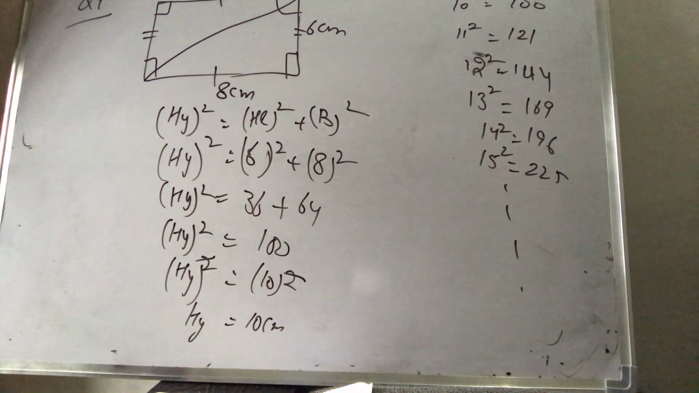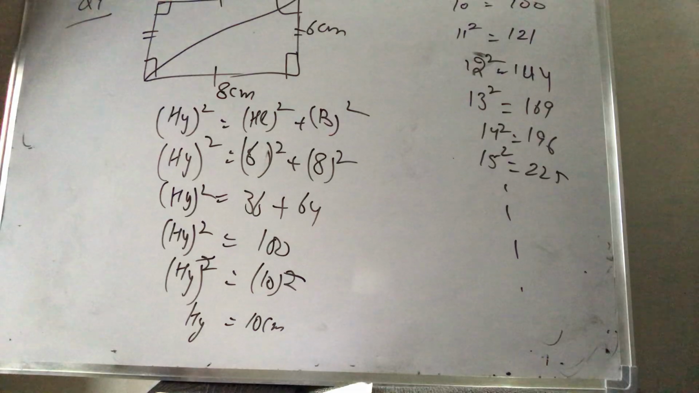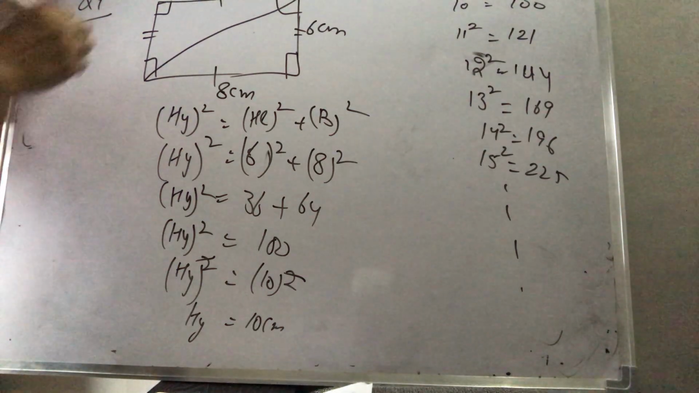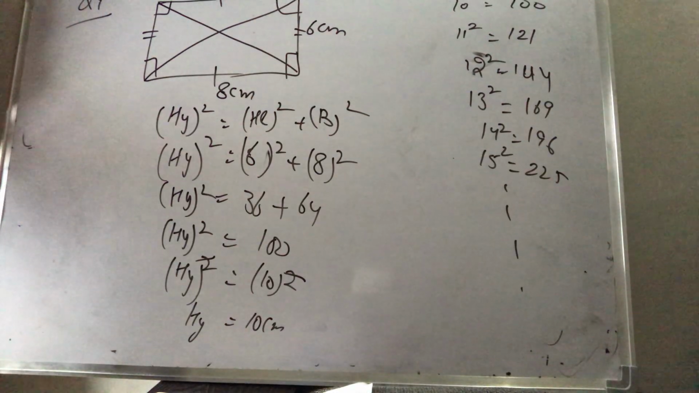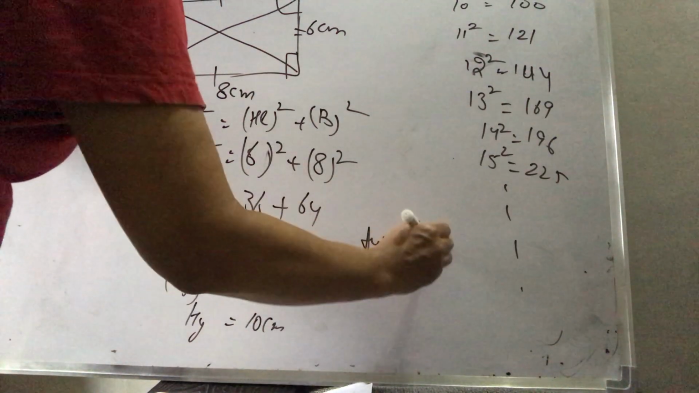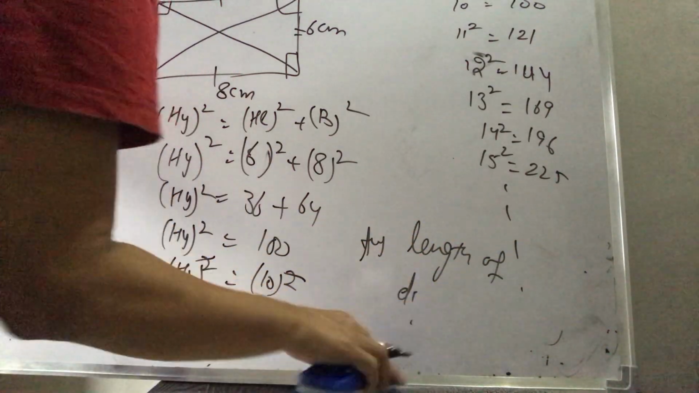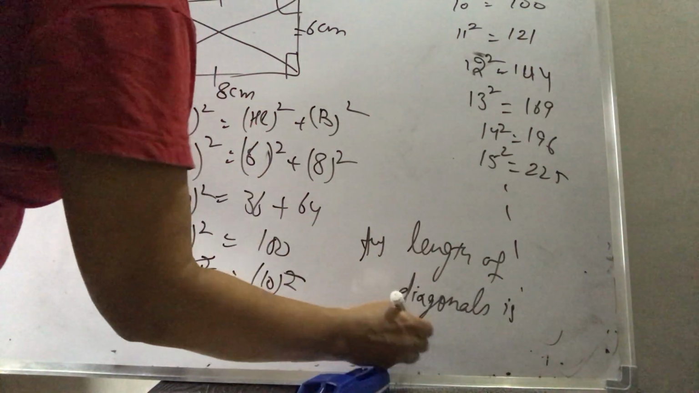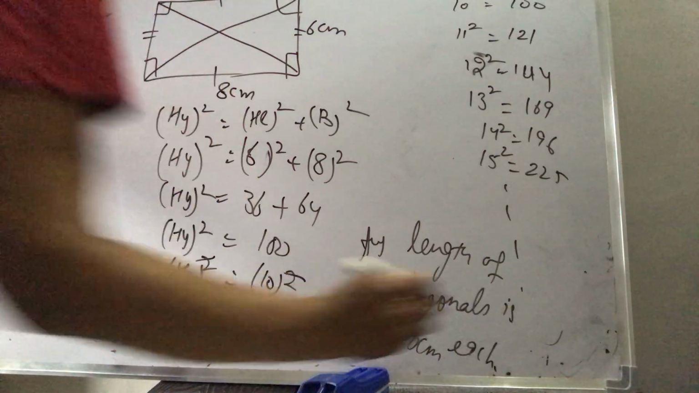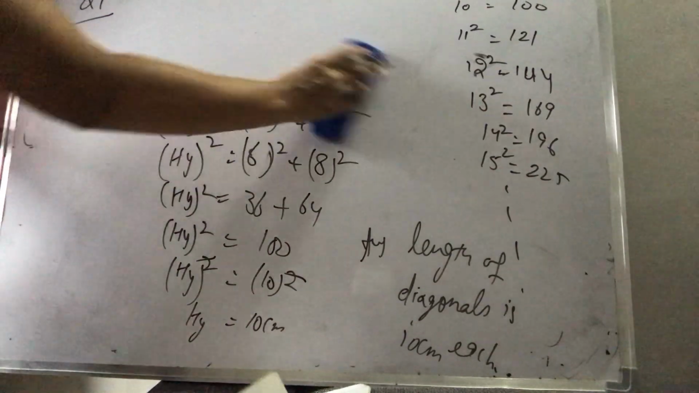That was the length of the hypotenuse, but we are asked to find the length of the diagonals. Now, the same hypotenuse is a diagonal for the rectangle. In a rectangle there are 2 diagonals and the lengths of both the diagonals are always the same. So our answer is: length of diagonals is 10 centimeter each, because both the diagonals in a rectangle are of equal length.